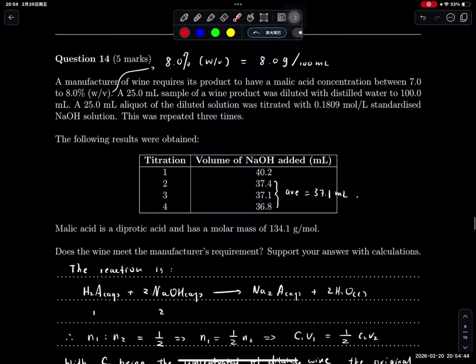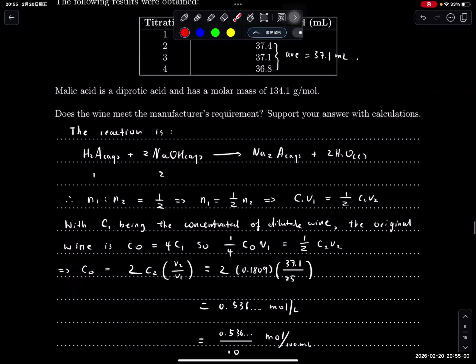Just be aware that during the titration, the sample was diluted, right? It was diluted 4 times, and then we take only 1/4 of it. It's a little bit of a change in calculation that you need to take into consideration. Okay, that's what I'm doing here. It's very good to write a sentence to describe what is happening instead of just using numbers. Okay.